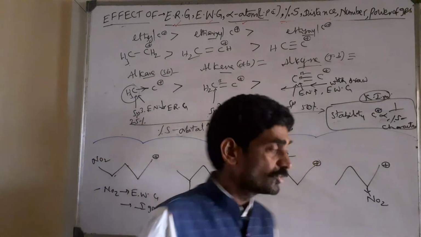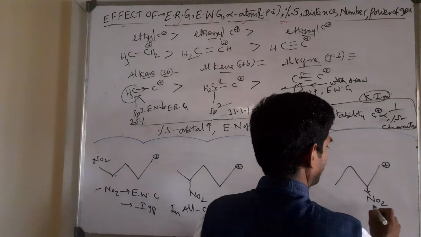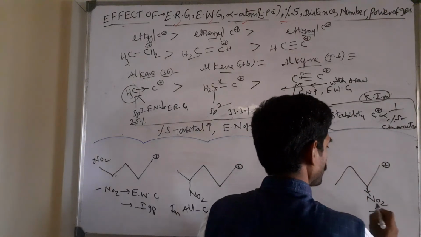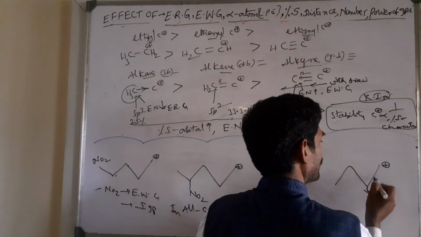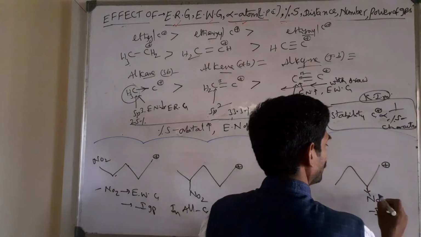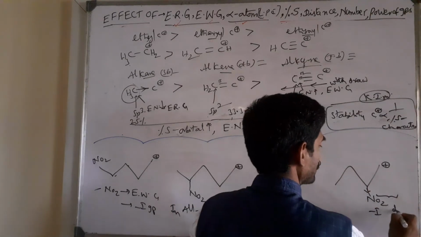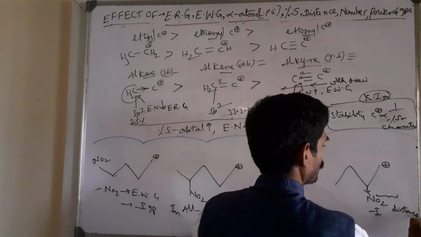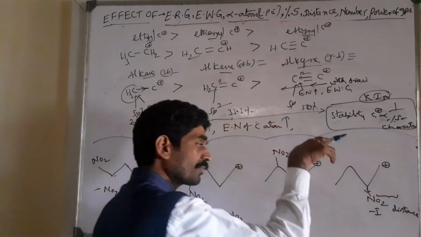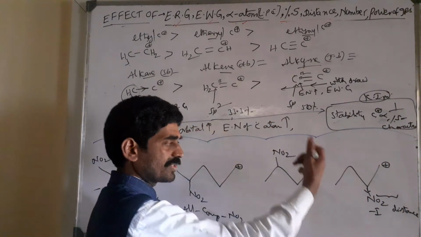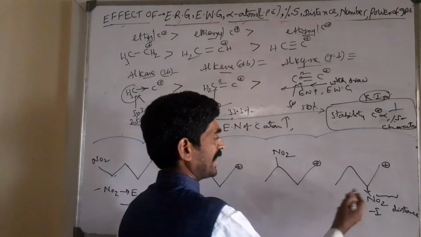Is it clear? So now here this minus I group is present, just adjacent to that one. This is nearer. The distance is very less, so that's why it withdraws more. Then it is highly unstable, withdrawing electrons, like withdrawing money from the bank. It is a bad friend, right?